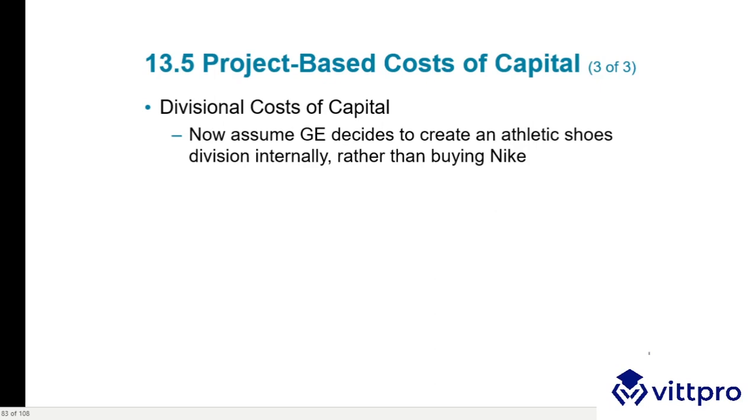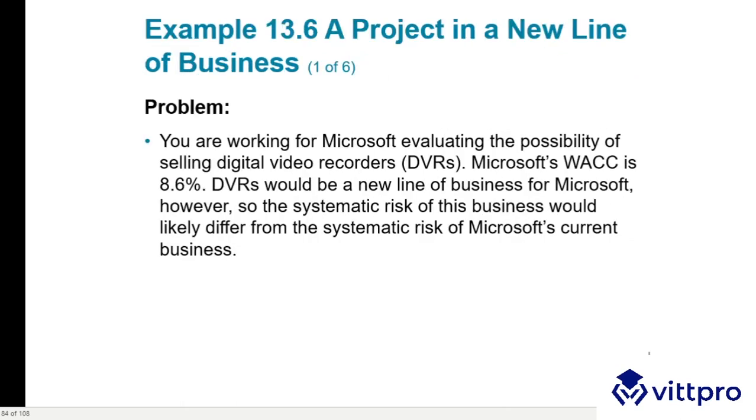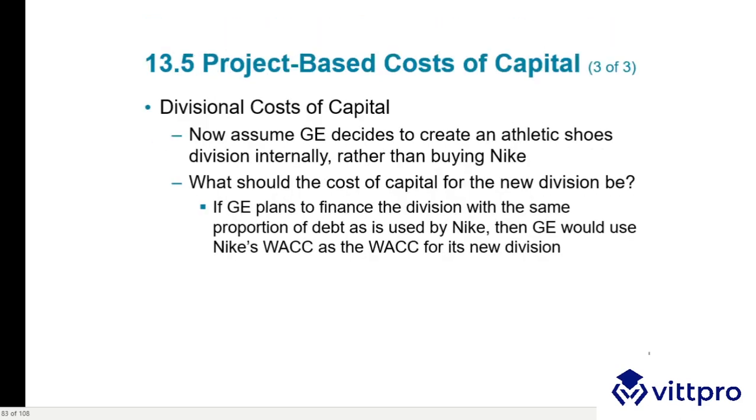Then there is the divisional cost of capital. Let's say GE is not going to buy Nike. They will just create a division internally which is going to be similar to Nike. Now in that case, they still have to use the market risk premium and the equity beta of Nike. So they have to readjust their own weighted average cost of capital again. So they would use Nike's WACC for the new division. In that case, they will have two separate WACCs, one for their own business line, one for Nike.